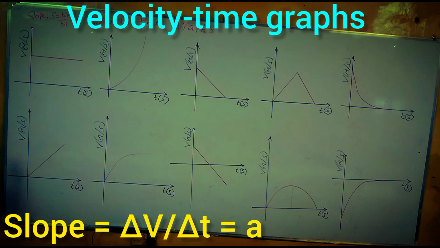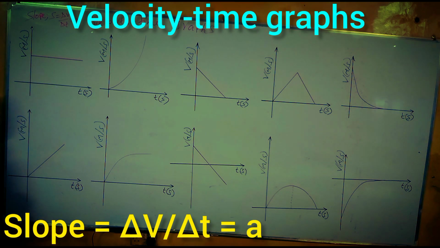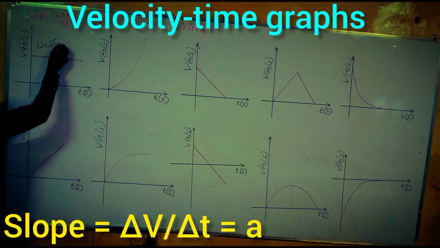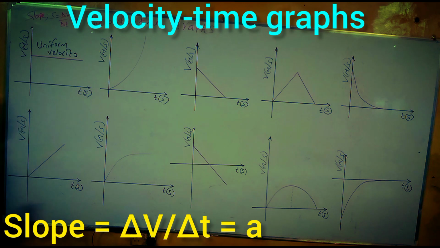So let's look at the first graph here. The slope is 0, and when the slope is 0, it means acceleration is 0. Therefore, the body is moving with uniform velocity. The body is moving with uniform velocity because acceleration is 0.